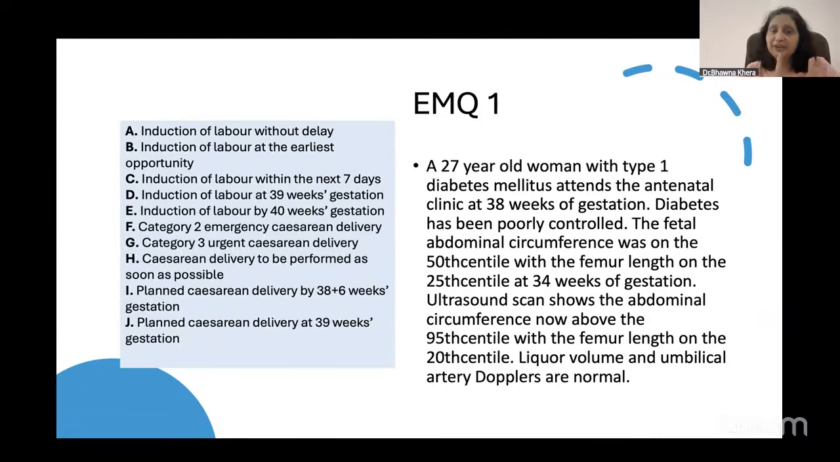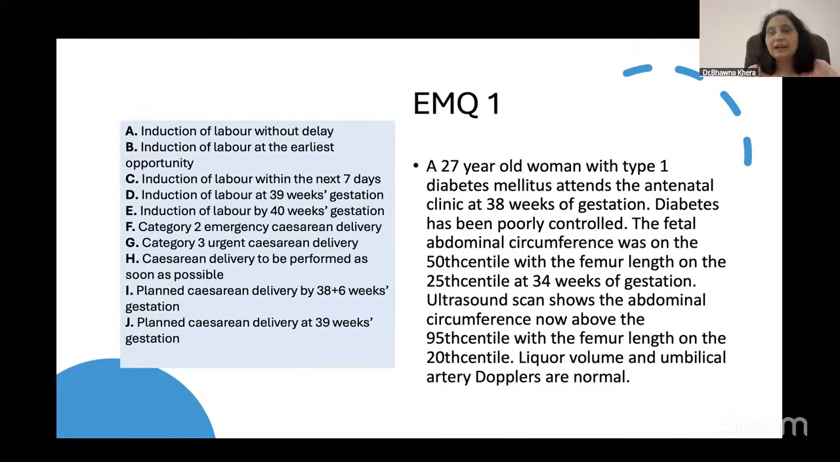So we will prefer doing the cesarean section in this case because of the risk of macrosomia and shoulder dystocia. So your option will be the cesarean section. Now, if I look at the options for cesarean sections, they start from F and go till J. It depends on what type of cesarean it is. It is not an emergency cesarean section because the patient is not in labor. So that's okay. Now it is 38 weeks already.